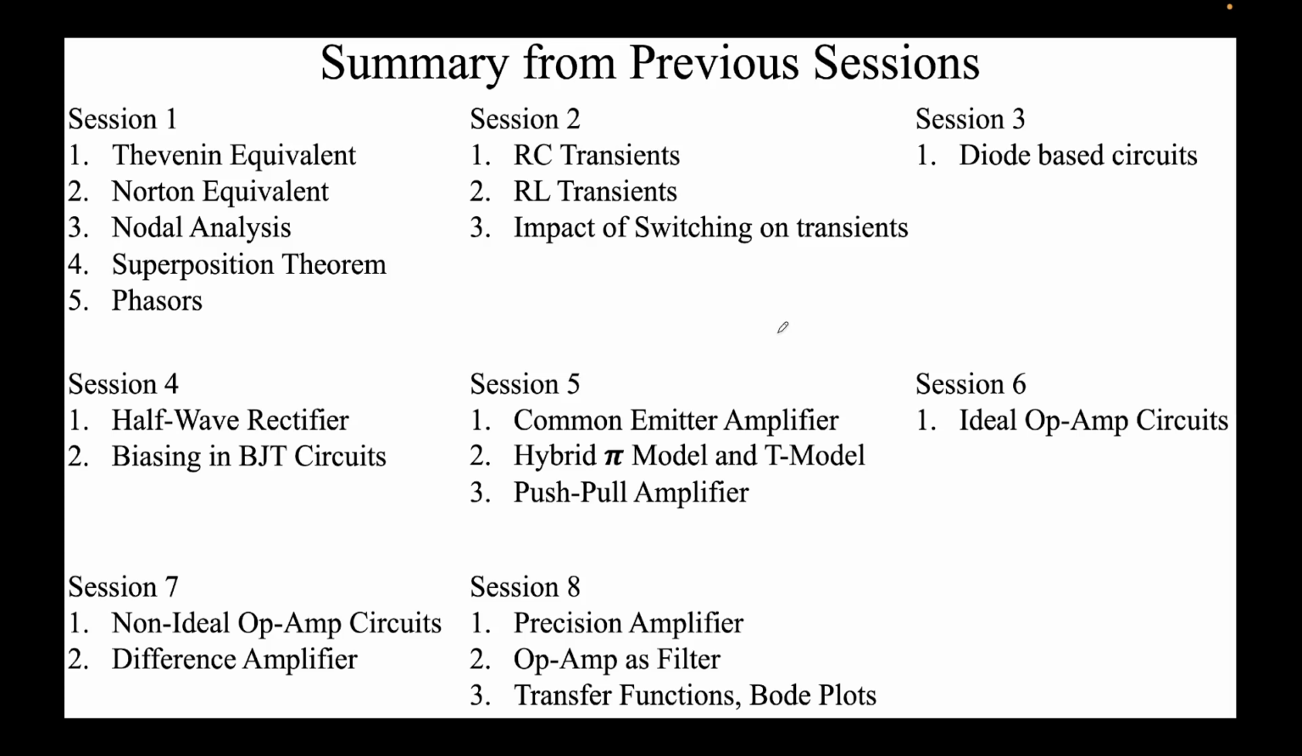Recall the BJT has three terminals primarily, emitter, base and collector, and how you can bias them in different ways to get different characteristics out of a BJT. Then we saw one of the most commonly used biasing schemes, which is used to implement the common emitter amplifier. And then we saw the AC analysis of BJTs using the hybrid pi model and T model. And finally an application of BJT based circuits in the form of the push-pull amplifier.